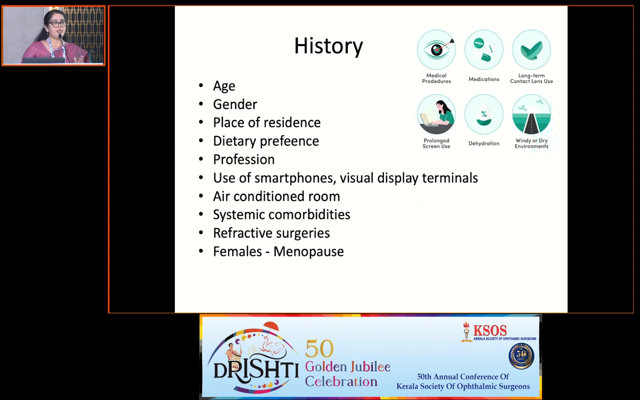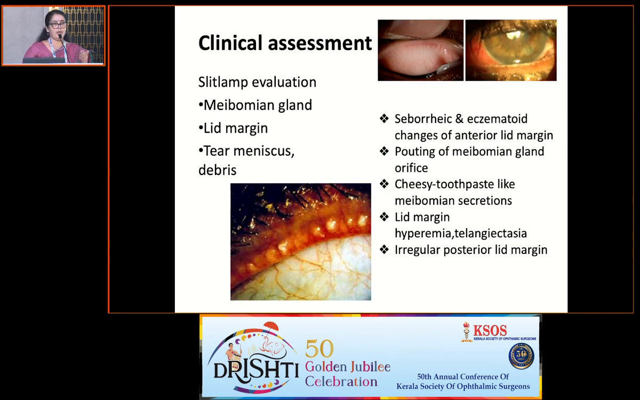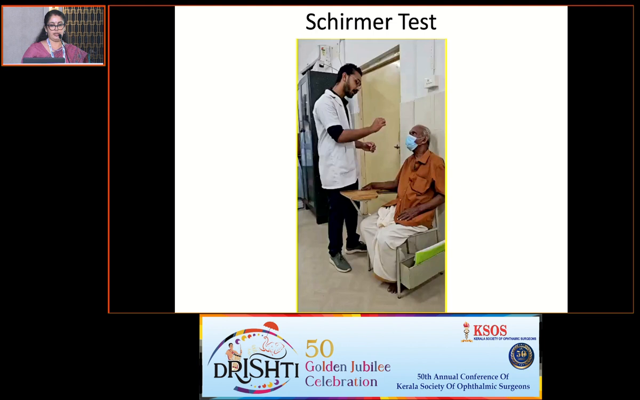Now, a tailor-made history probing into these details, which could actually be the cause of the dry eye in that patient, will be very, very helpful. Similarly, the clinical assessment should be focused on areas causing or related to dry eye, like the meibomian gland and secretions, the lid margin, the tear meniscus, etc., which will again help us in our diagnosis.